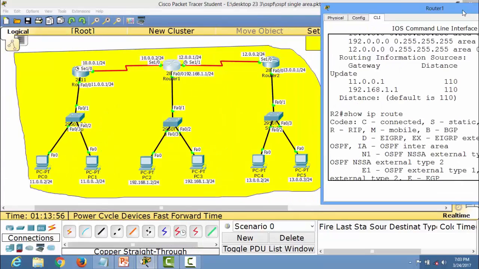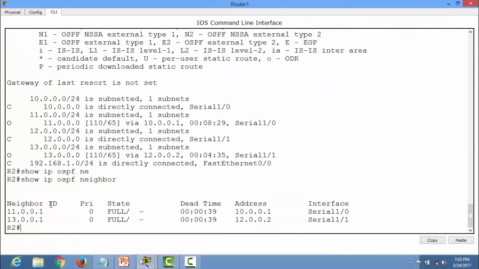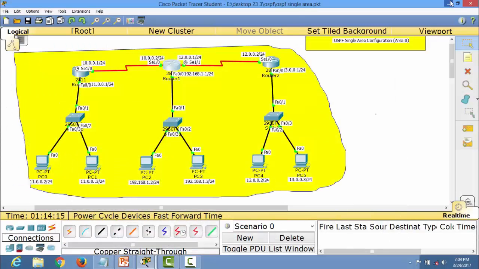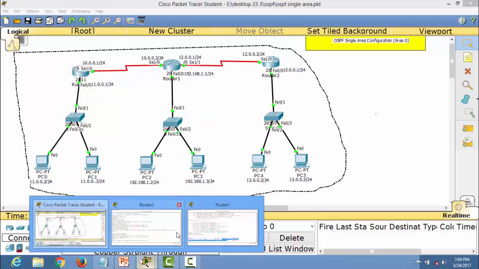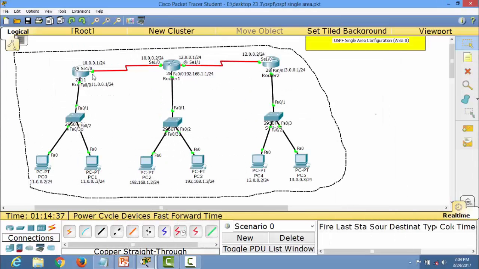2 neighbors. One is the 11. Oh, just wait. Yeah, neighbor IDs are 11.1 and 13.1, and addresses are 10.1 and 12.2. 11.1 is this one, because this particular router's highest IP is this one, so this is the router ID. So it is saying I have one neighbor with 11, but the IP address is 10.1 connected on serial 1/0. You can verify everything. Connected on this particular interface, IP is 10.1, but the highest IP of this router is the active physical interface 11, so router ID is this one and connected on serial 1/0.